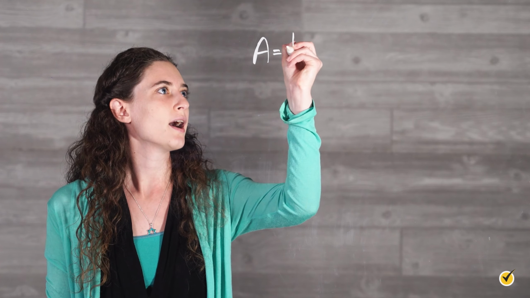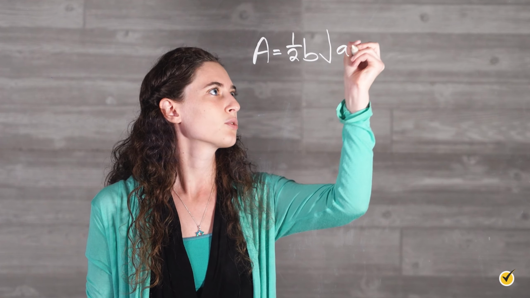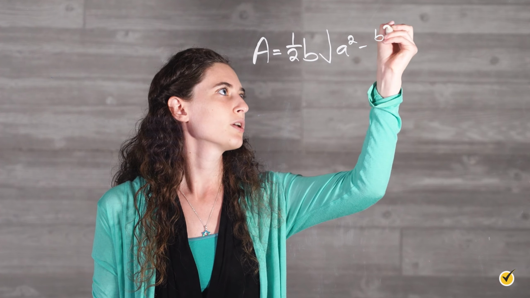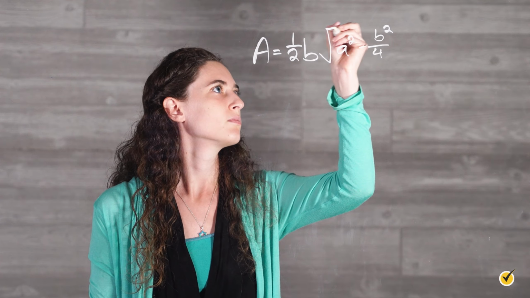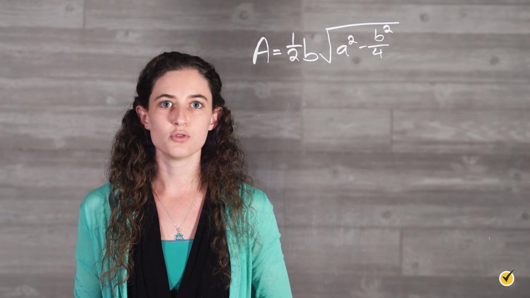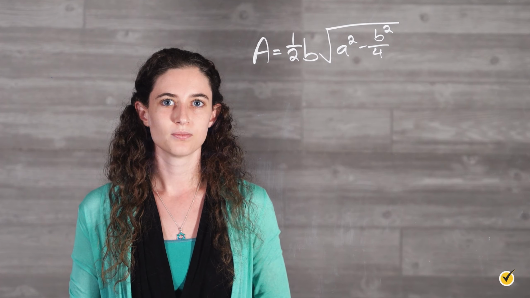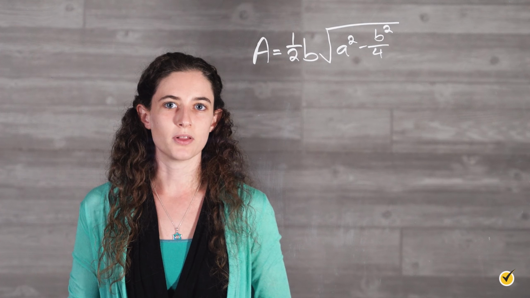The next formula we're going to look at is a formula for finding the area of an isosceles triangle. The formula is A equals 1/2 B times the square root of A squared minus B squared over 4, where A is the length of one of the two congruent sides and B is the length of the unique side. Let's try out this formula on a couple of examples.